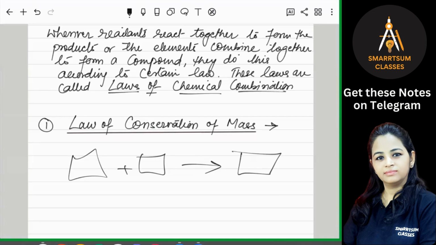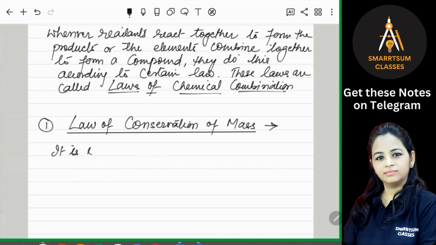Is that clear? So what this law says is that mass can neither be created nor be destroyed. However, whenever the reactants are reacting, the total mass of the reactants is always equal to the total mass of the products. And this law is called law of conservation of mass. So now you can write down.